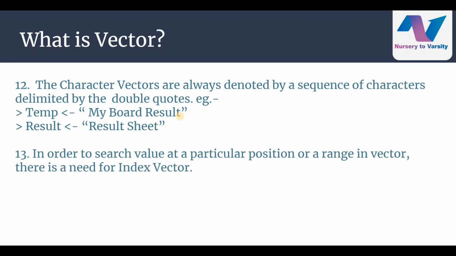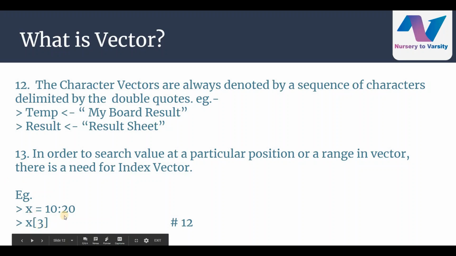Coming to the next point, in order to search a value at a particular position or range in a vector, there is a need for an index vector. If I wanted to know what my vector contains at its 5th position, we need an index vector, which tells us what our vector is containing at a particular index position. For example, I have a vector ranging from 10 to 20. So what is the value at my third index? Starting with 10, we have 10, 11 and 12. 12 is the third position value in the range 10 to 20, right?